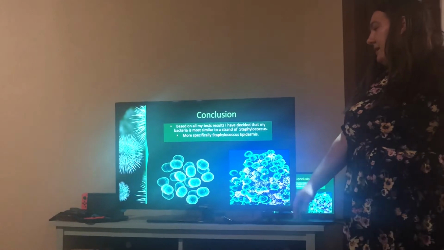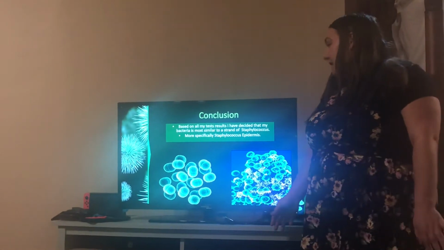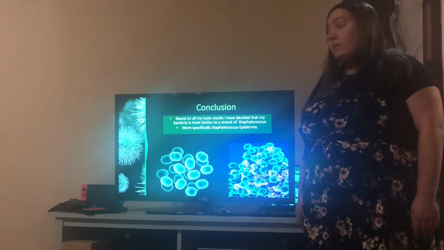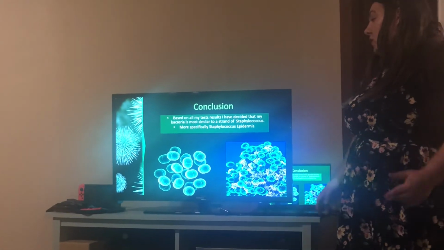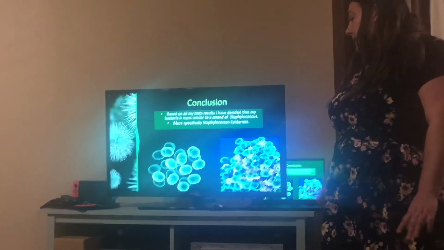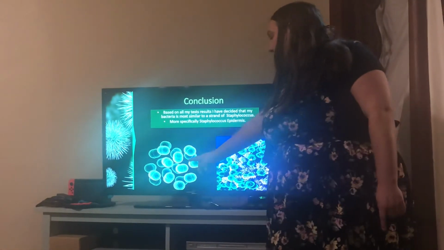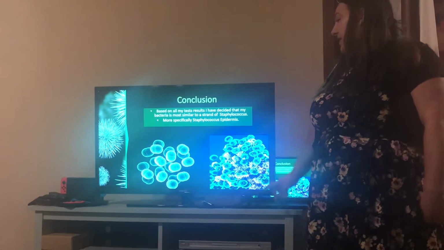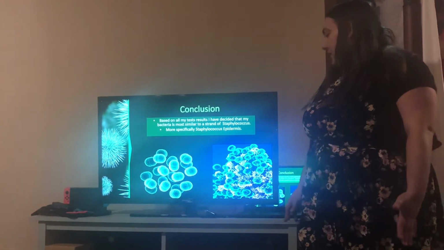In conclusion, based on all my test results, I have decided that my bacteria is most similar to a strain of Staphylococcus, more specifically Staphylococcus epidermidis. And I have 2 pictures of the strain of Staphylococcus epidermidis.